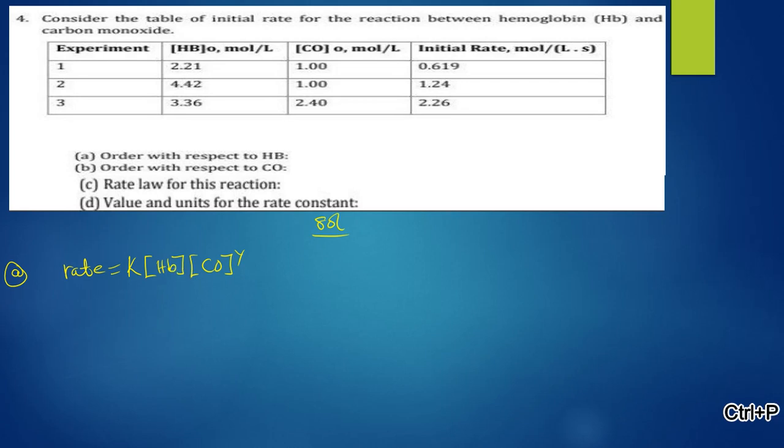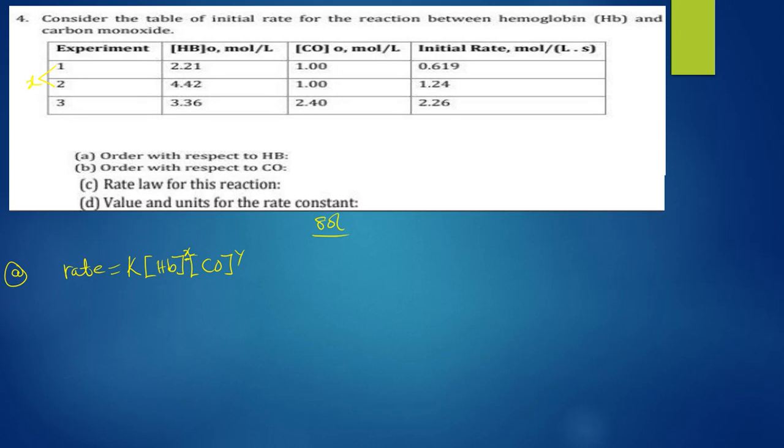So here you need to write X and then there Y. And then here we need to determine this X, like that. So how can we now determine the order with respect to hemoglobin? We need to find this X. That's the one we want. That's the order with respect to this hemoglobin. So here we're going to use the table. We're going to use experiment 1 and experiment 2 in order for us to find the order X. So let's start now.